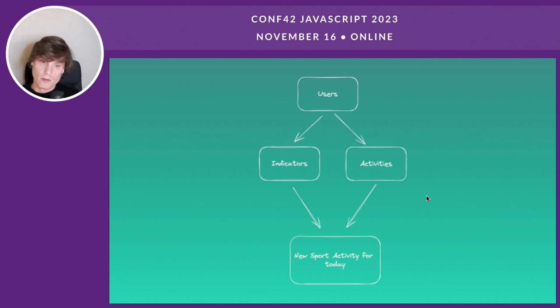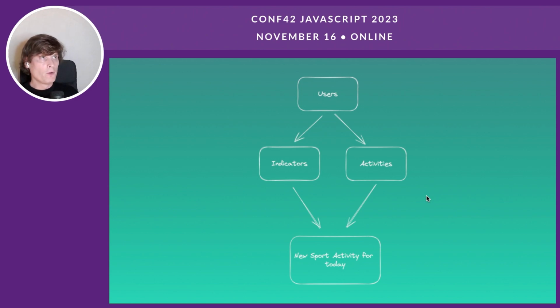We have a user which has, as I said, indicators and activities. Based on those indicators, which is weight, height, lifestyle, and last activities, what has been accomplished. Last activity could be running, the distance, and stuff like that. Based on this information, we have to provide it to OpenAI. OpenAI will generate that information for us, and that's how we're gonna get a new sport activity for today.